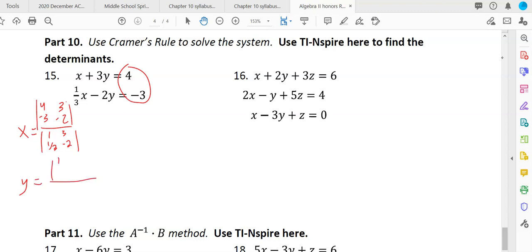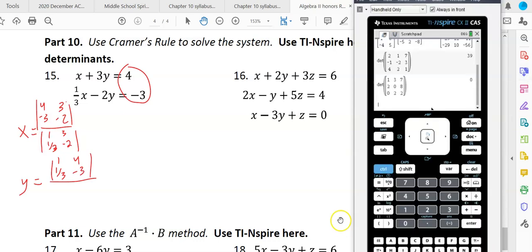The top will be 1 and 1/3. Just 3 there. 1 and 1/3. On the right, it will be 4 and negative 3. I'm just going to use the same determinant I got for the first one. So let's figure out what those things are. Let's get a calculator out.